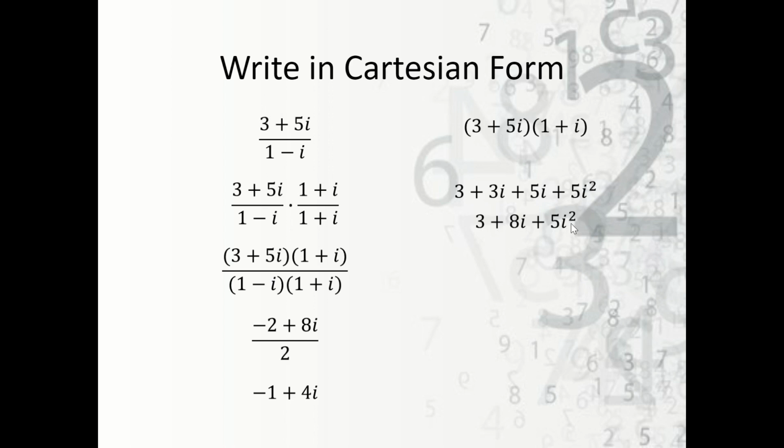Now i squared is really just negative 1. So that's really 5 times negative 1, which is negative 5. Now we can combine these, so we get 3 minus 5, which is negative 2, plus 8i.